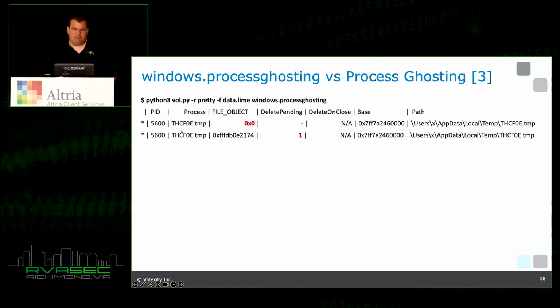And then we catch the same process twice, because this is looking at the VADs, and we're saying, hey, this VAD mapping the executable has its delete pending bit set. So right away, you can run this across all the samples you want, and if you get any output, it's bad. If you don't get any output, it's good.